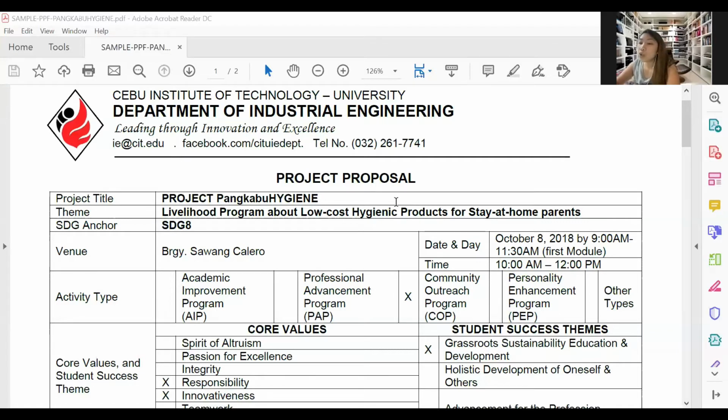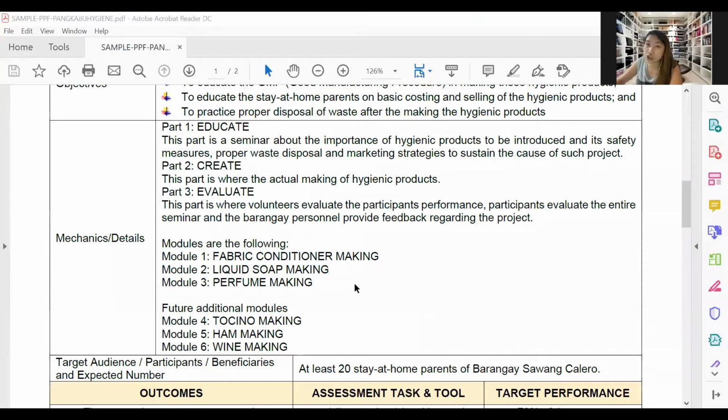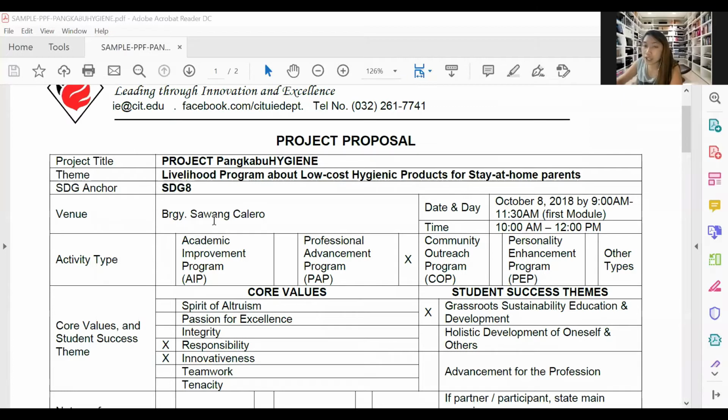With the concept of Pangkabuhay, it aims to impact not just Barangay Sawang Calero, but all the adopted communities of the CIT University Community Extension Services. The first session was held last October 8, 2018, for the first module, which was fabric conditioner making. The venue was Barangay Sawang Calero.